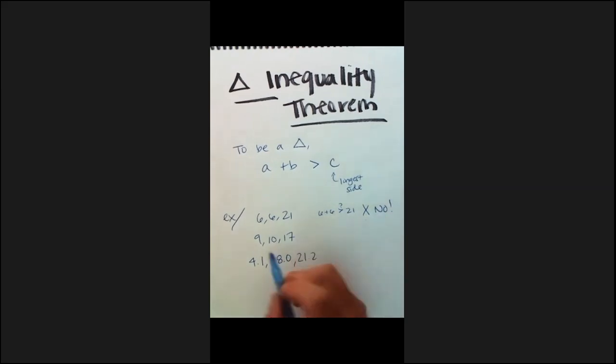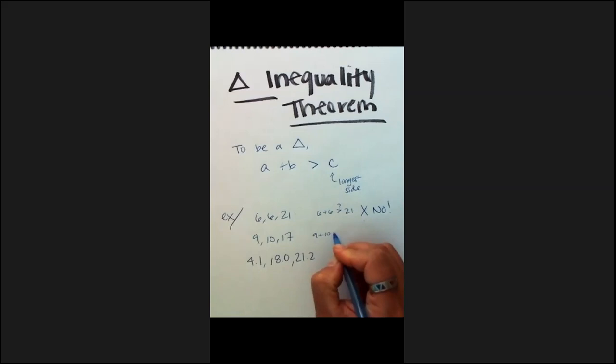Our next example says that the value of A is 9, B is 10, and C is 17. 9 plus 10 is 19, and that is, in fact, greater than 17, so this can be a triangle.